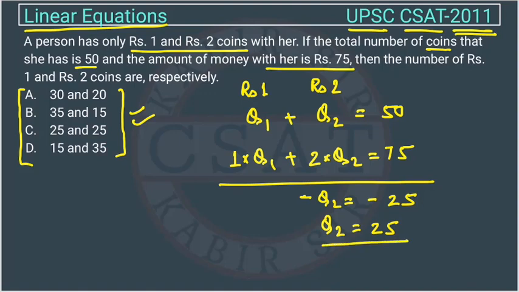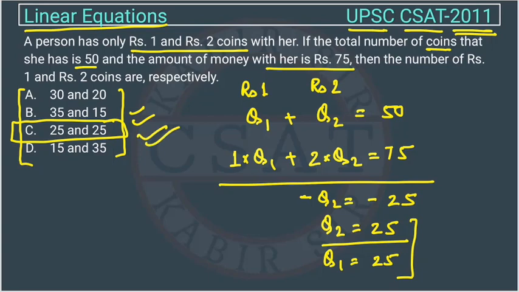And q1 will be 25. Right, so the answer is option C. So option C is the correct answer. I hope you all understood how I did it. If you still have some issues in that, you can contact us and I will explain this question personally.